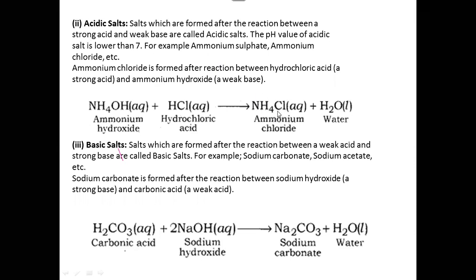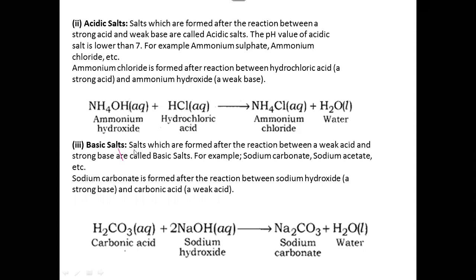Here example of ammonium chloride is given. How is this salt formed? By reaction between HCl and NH4OH. Here HCl is a strong acid and NH4OH is a weak base. So by reaction between these two, we get a salt NH4Cl plus H2O. This is a neutralization reaction. This salt is acidic in nature because it is formed from strong acid and weak base.